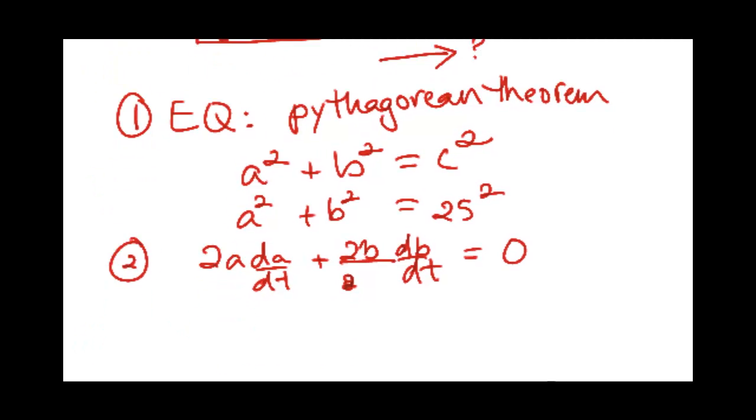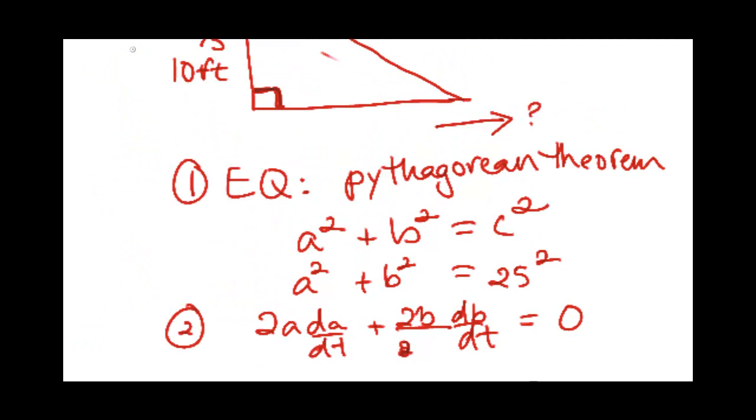So what do we know? We know that if we call this side up here A and this B, we're looking for dB/dt. We know A and dA/dt. We don't know B, but we can use the Pythagorean theorem, right? Don't forget your skills that you knew before. We're going to have A squared, which is 10 squared, plus B squared equals 25 squared.